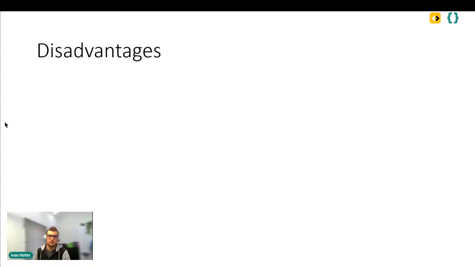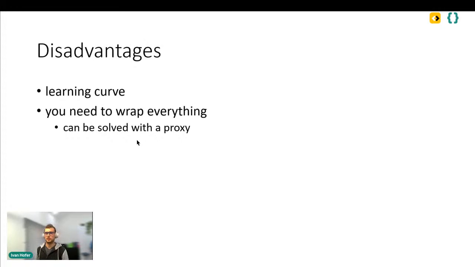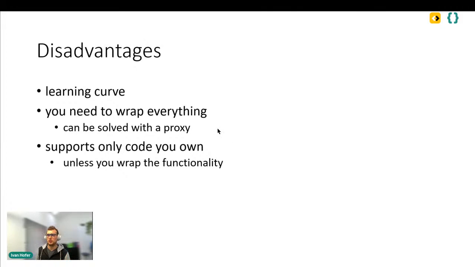There also have to be some disadvantages. There's a small learning curve when using such an approach. You need to wrap everything with a success or exception structure, and this could be solved with a proxy. I didn't cover it today. It only supports code that you own. External libraries will probably not use this approach. But when you are calling a function from an external library, you can easily wrap that functionality like we saw before with this typed fetch function.